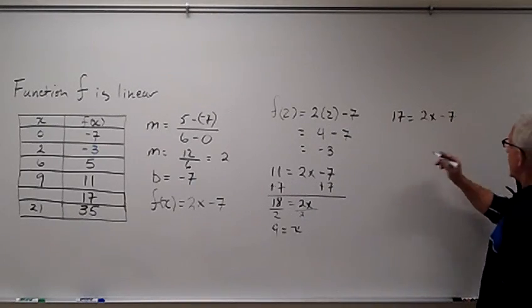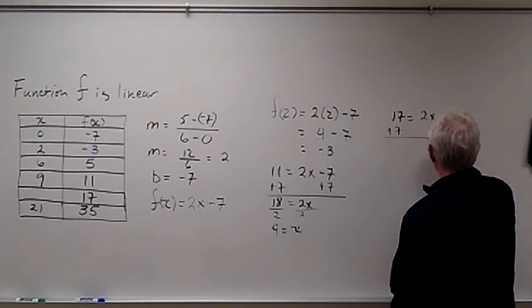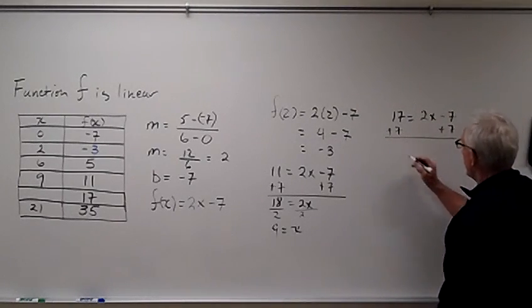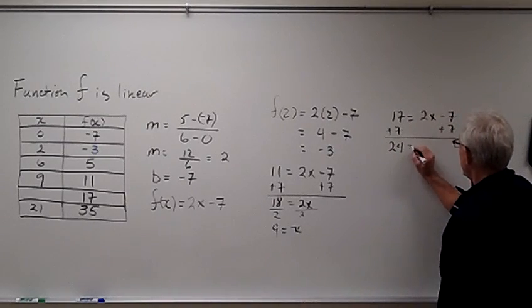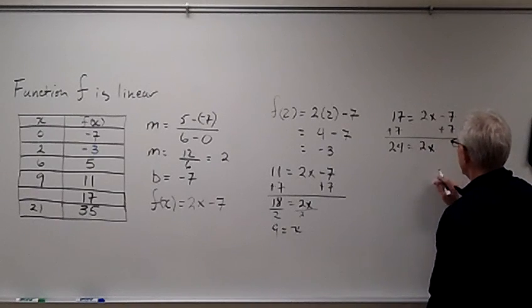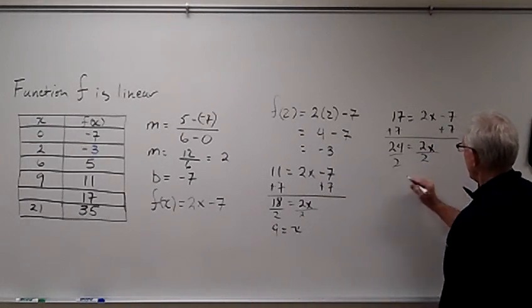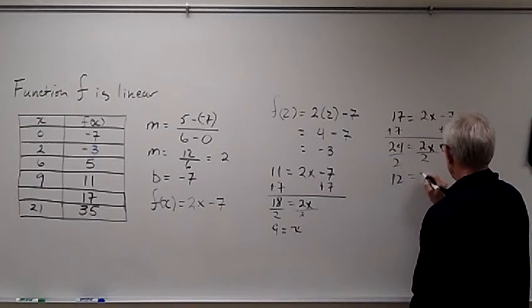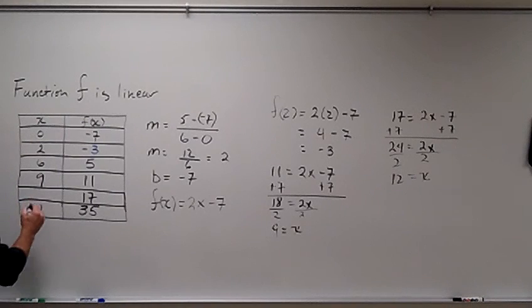First step, add 7 to both sides. That's the addition property of equality. 17 plus 7 is 24 equals 2x plus 0. I won't write the plus 0. Divide both sides by 2, and we get 12 is equal to x. So we know that an input of 12 produces an output of 17.